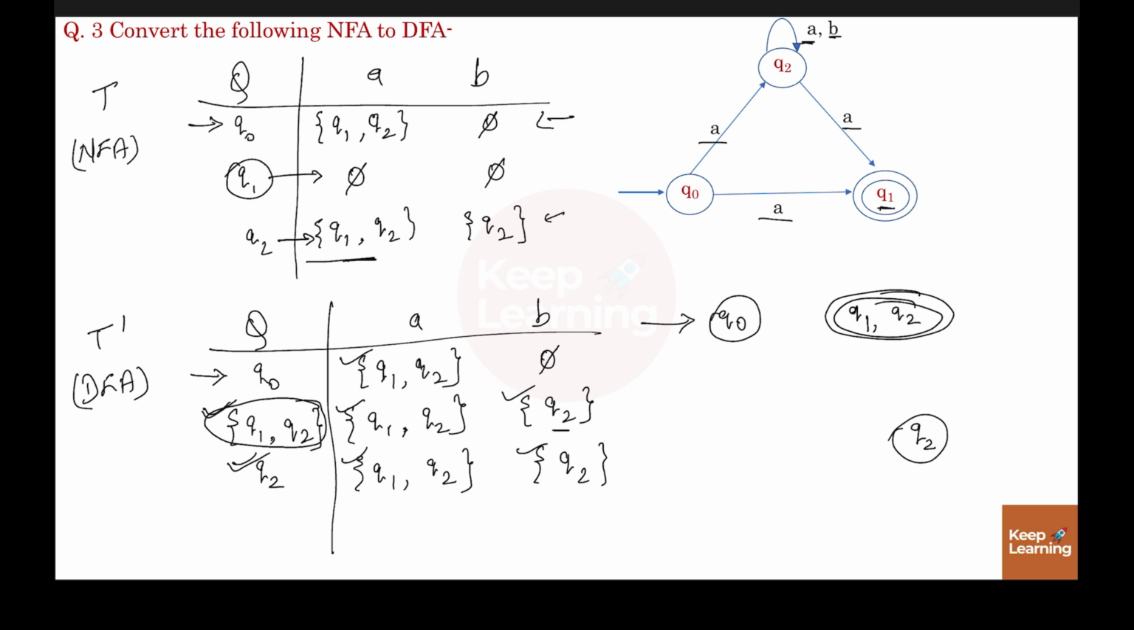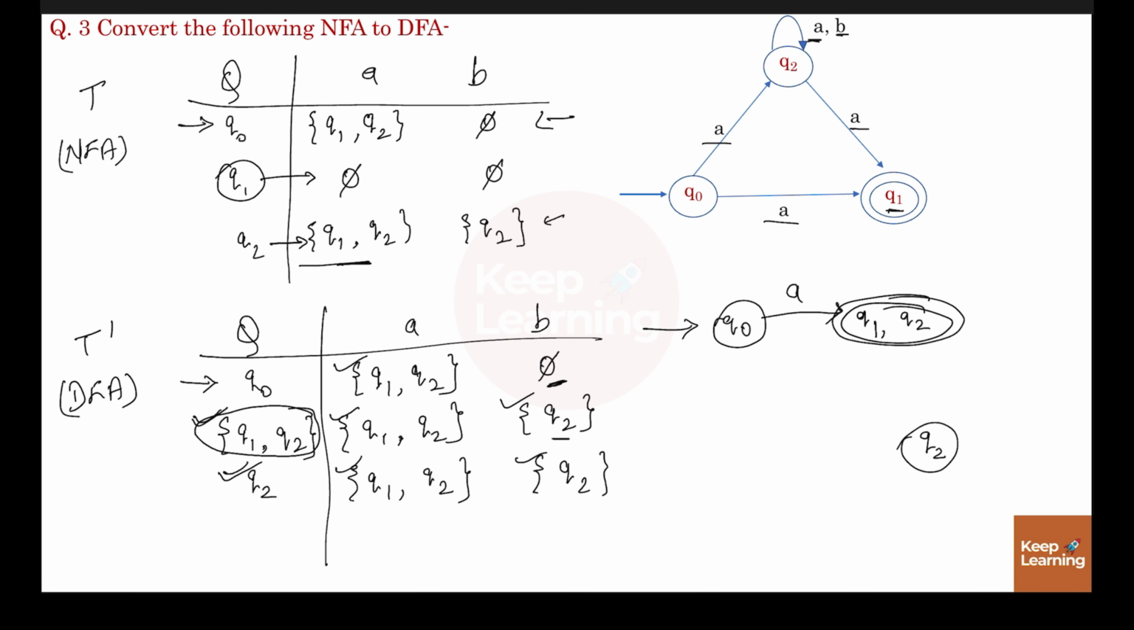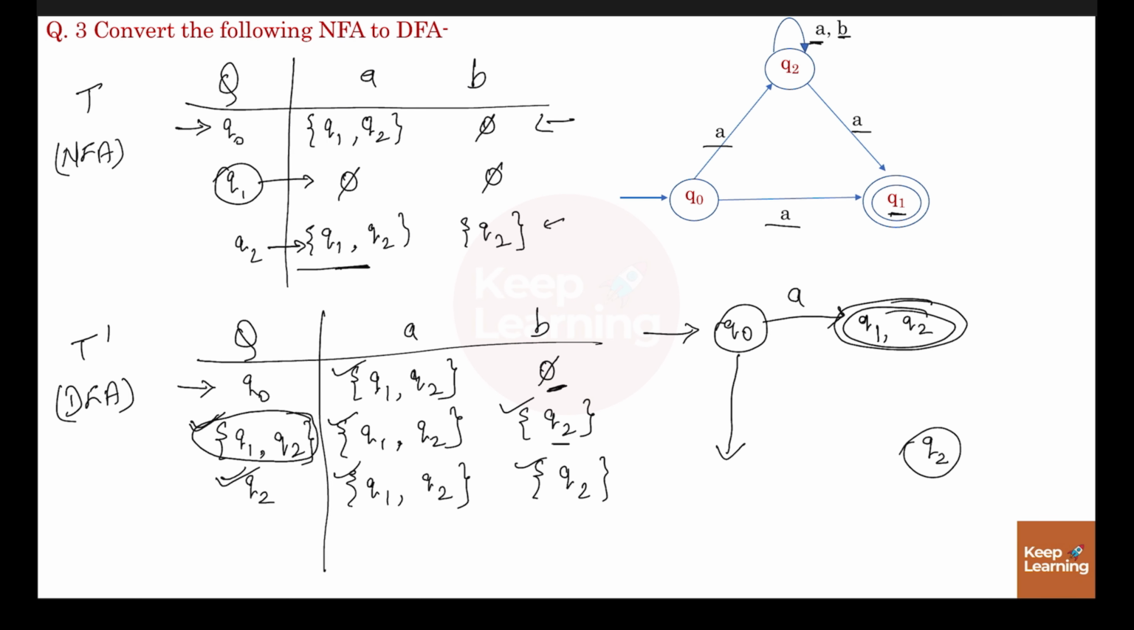From Q0 by taking A you are reaching at Q1, Q2. By taking B you are not reaching anywhere. It means its transitions will be defined on a trap state. So here either you can write Q3 or you can use Q4, Q5, A, B, C, anything. Okay, so here this is your trap state, and we know that the transitions for the trap state is defined on itself.